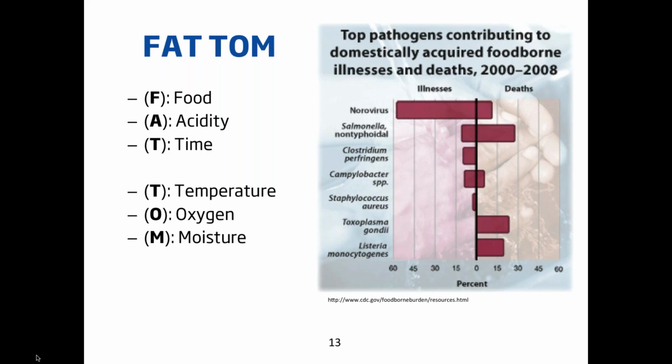Here's our beloved acronym. This acronym is great because not only do we see it in terms of food service, but it's also used throughout wholesale as well. So, FATTOM: food, acidity, time, temperature, oxygen, and moisture. Food, availability of nutrients for microbial growth. Acidity, microbes thrive in slightly acidic to neutral conditions, which is 4.7 to 7.5. You'll see a great chart later on.